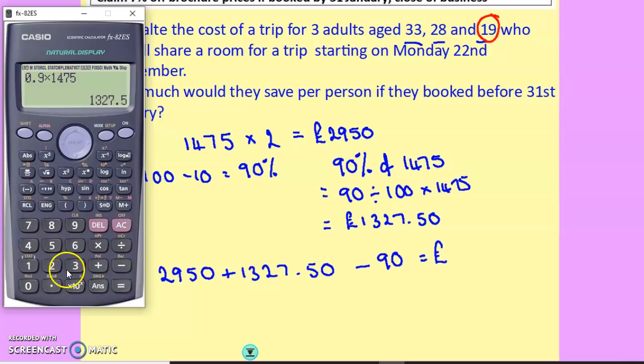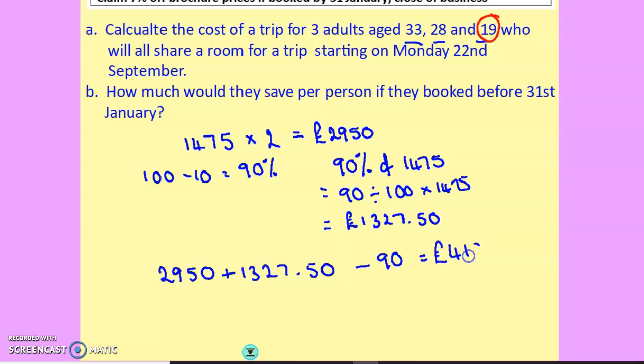Okay, let's work it out then. I've already got that one in, so let's start with that one. Plus 2,950, take away 90. It's £4,187.50. That's part A.